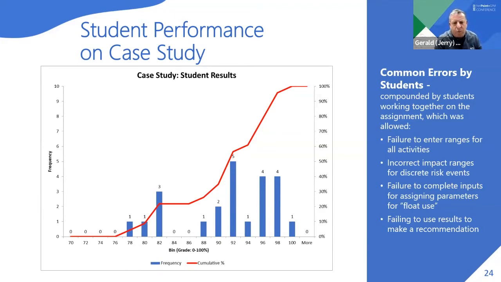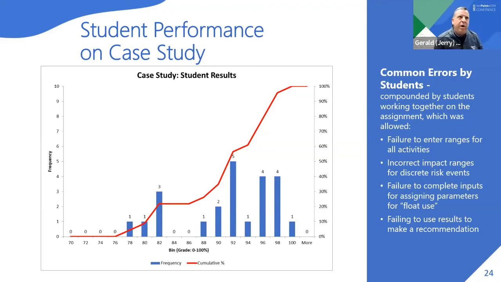In terms of what we found as the common faults or errors that the students had, some of the students, especially the ones below 86 or so, failed to put all the range information in. I think they probably went a certain distance and then just stopped for whatever reason. Obviously, when you don't put range information in, you're not going to get any variability on those activities. That was one of the flaws that I commonly saw.